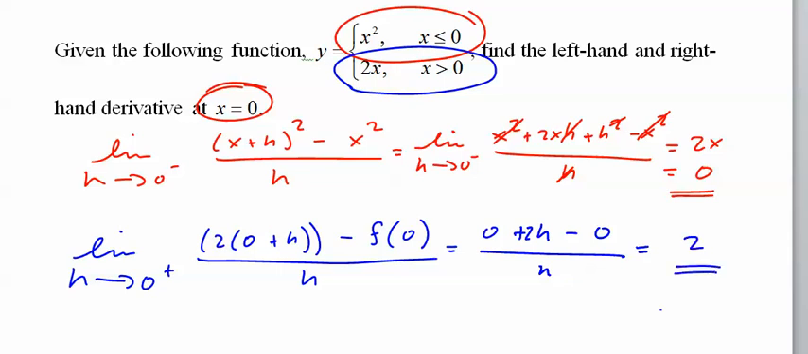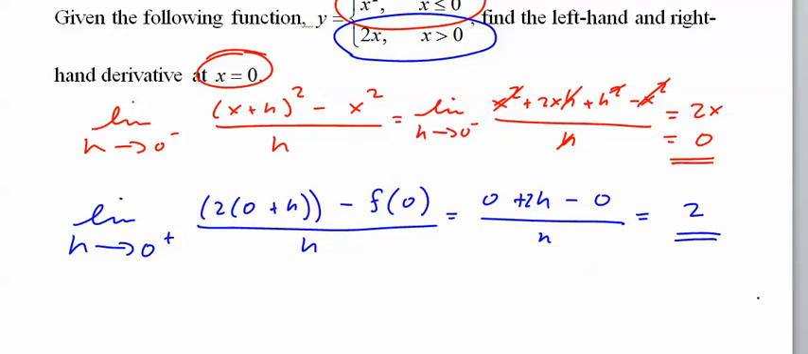So that's a bit annoying. It's not an easy thing to do. It takes some getting used to. But the bottom line is the left and the right hand derivatives are different. So we know that the derivative does not exist. It has to be the same for both sides.